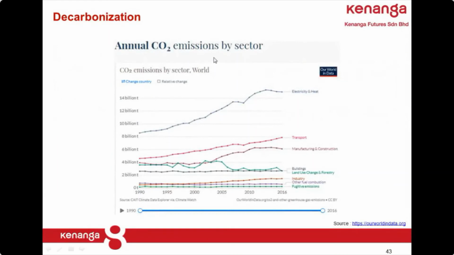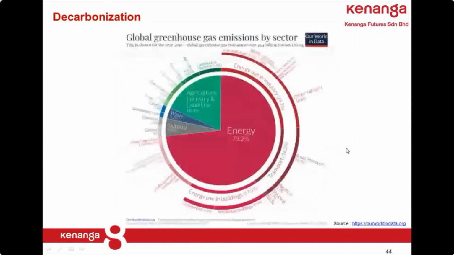Okay, in terms of the sectors of CO2 emission, electricity and heat is the main contributor, followed by transport, and then manufacturing and construction. Okay, and this is another chart. As you can see here, energy is the largest slice of the greenhouse emission in terms of sector, followed by agriculture, forestry, and land use.